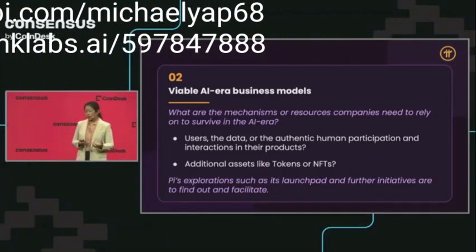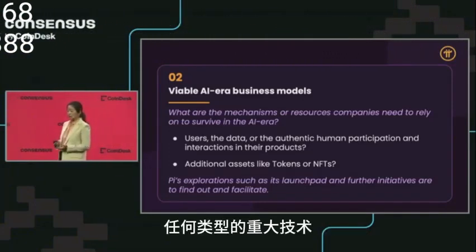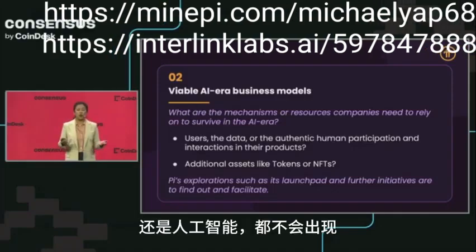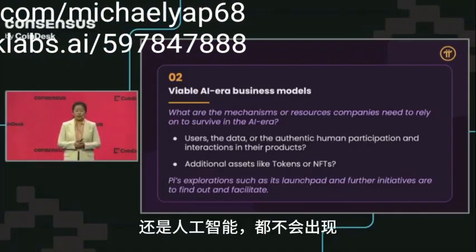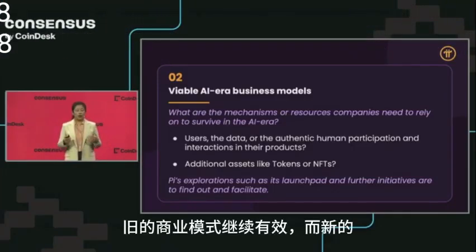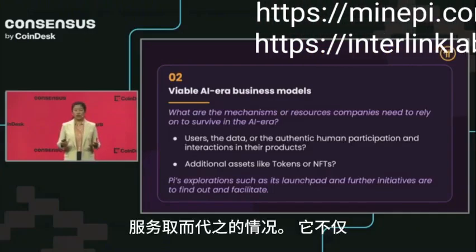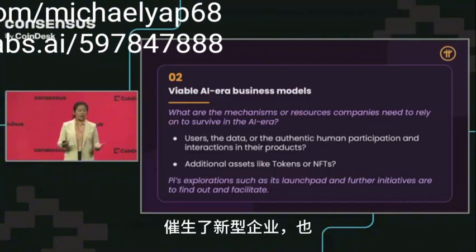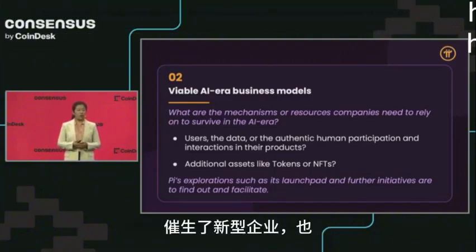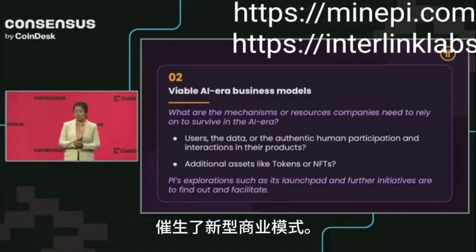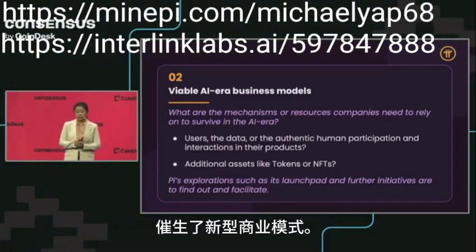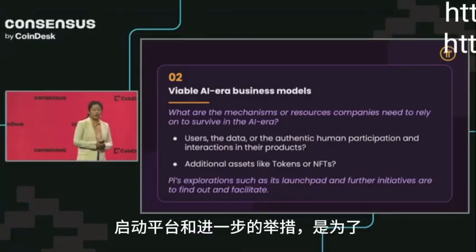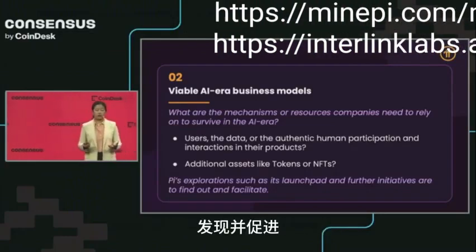And what is known is that with any type of major technology disruption, be it electricity, internet, or AI, it's never the case that the old business model just works and new services come on top. It not only creates new types of businesses, but also demands new types of business models. So Pi's explorations, such as its launchpad and further initiatives, are to find out and facilitate.